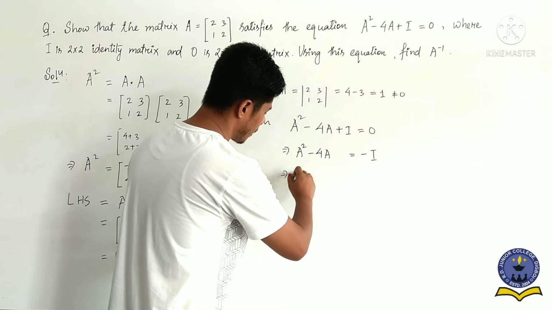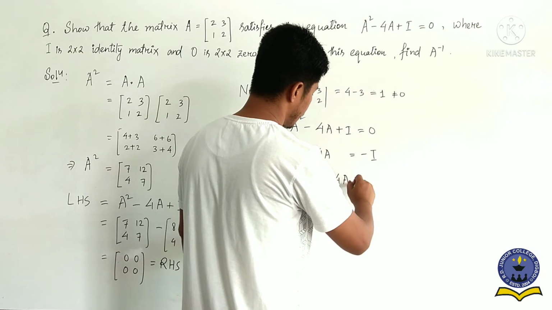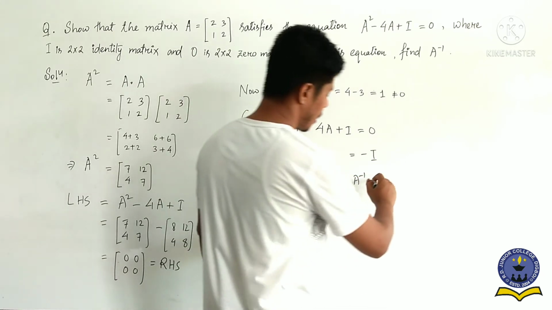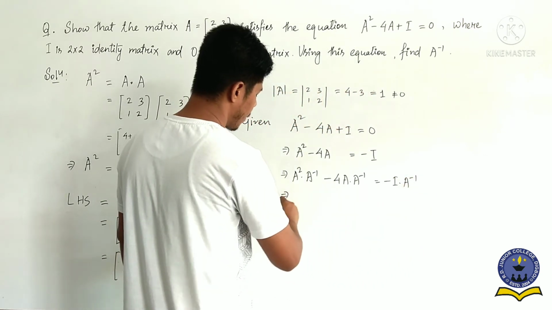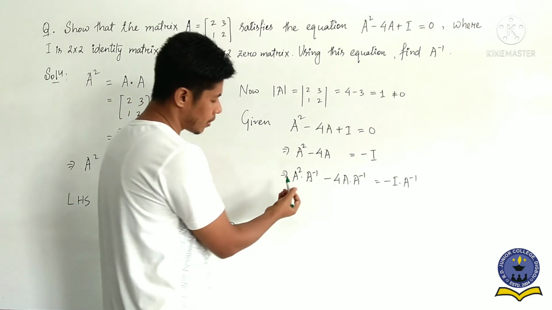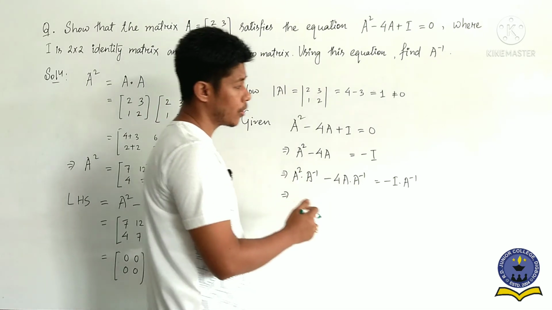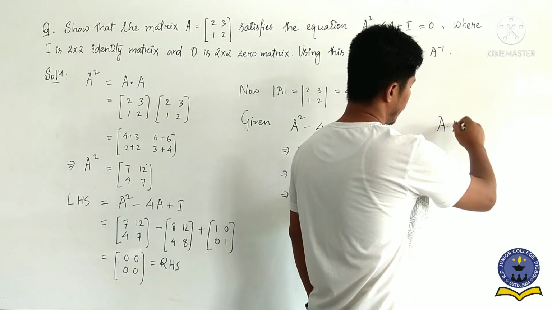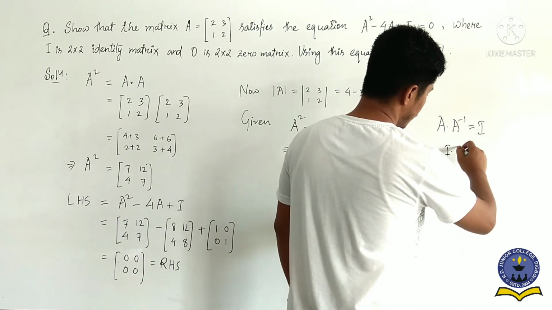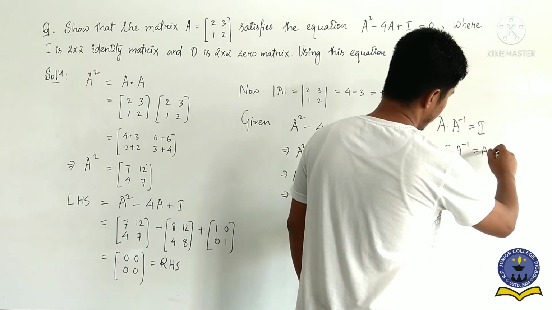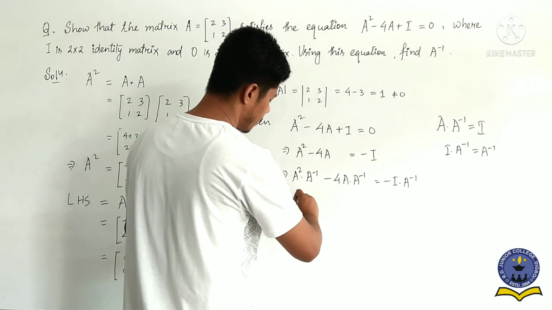So in this case what we get: A square into A inverse, post multiplying, minus 4A is already there, so we multiply it by A inverse, equals minus I into A inverse. Now you see, A square means we can write A into A. So A into A into A inverse. Since we know one property, A into A inverse equals what? Identity, isn't it? I into A inverse, what is the answer? We can write A inverse, isn't it? These properties we already know. So here we can write this as A into I.